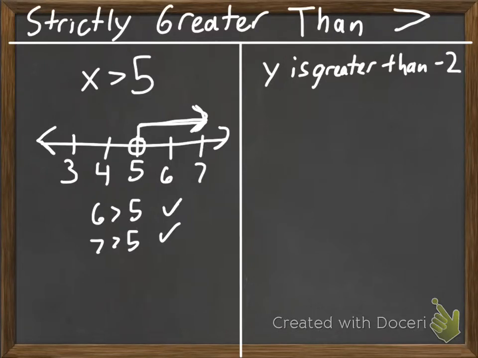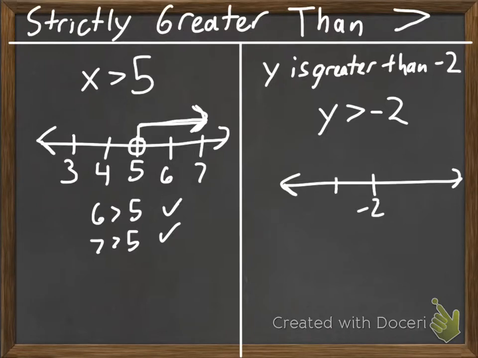On the right we have this in words. It says y is greater than -2. So let's convert that into math symbols. Y is greater than -2. And then we go back to our number line, put our -2 in the middle, two numbers smaller, two numbers bigger, put an open dot, again because it cannot equal -2, and then greater than, we look, -1 is greater, so we show that. All of our answers are on that part of the number line.